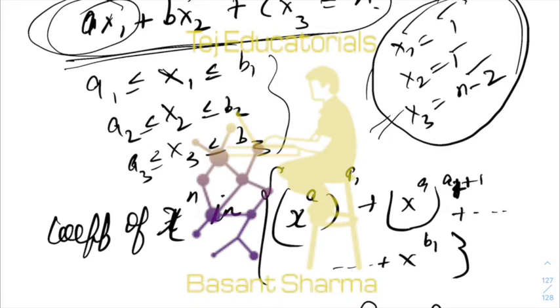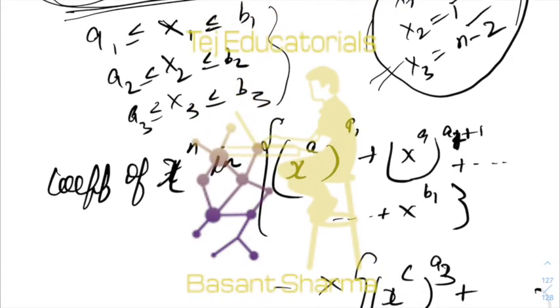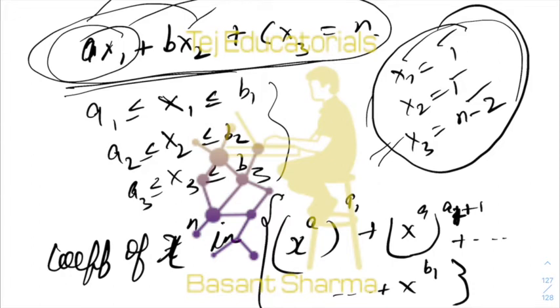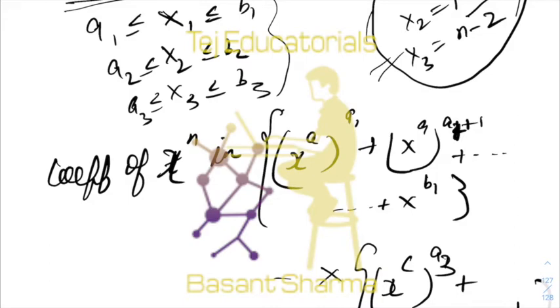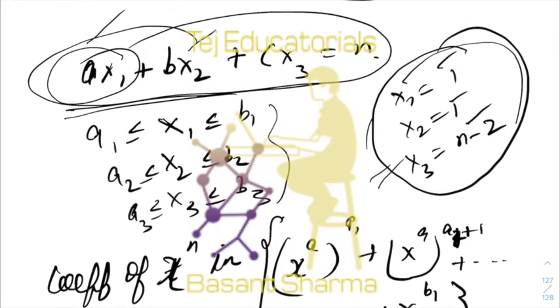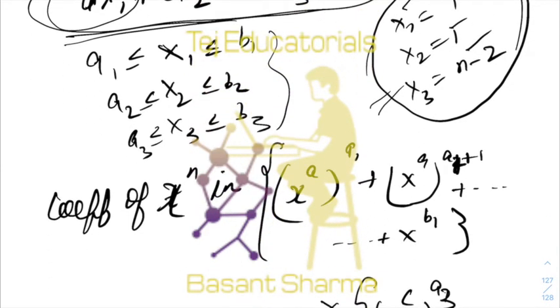So, if you put this as the solution, then what will be the powers that you will get from here? You will get the coefficient of x to the power n in this, you see. If you choose some term here, let's say I choose x to the power, let's say a1 plus something, let's say 3.